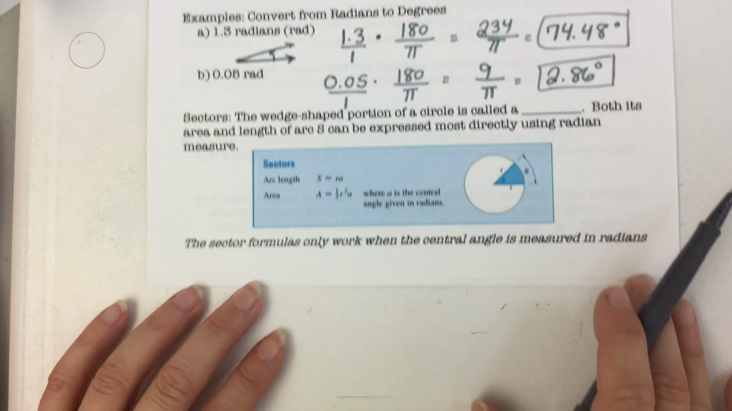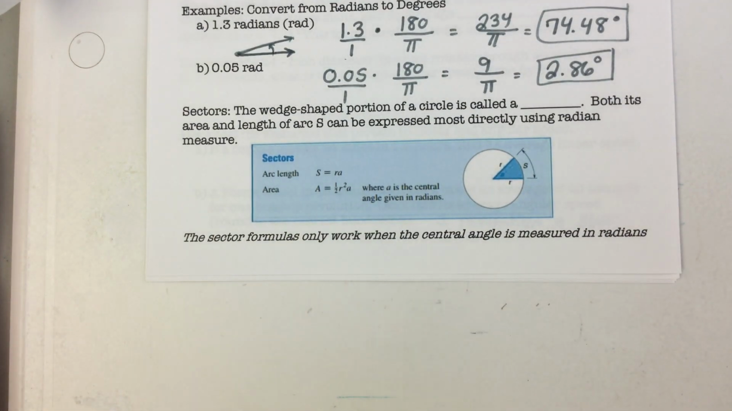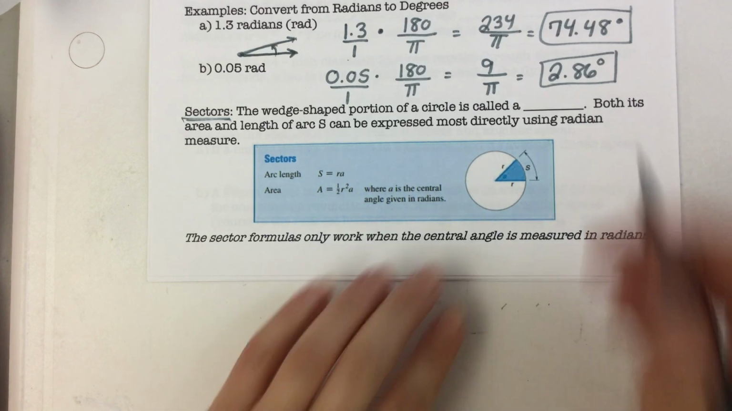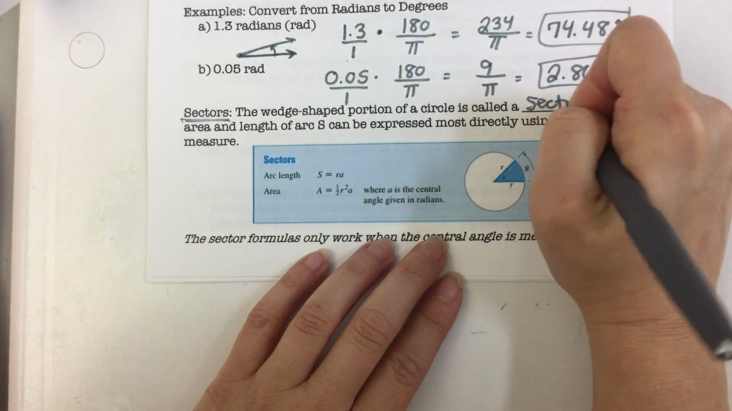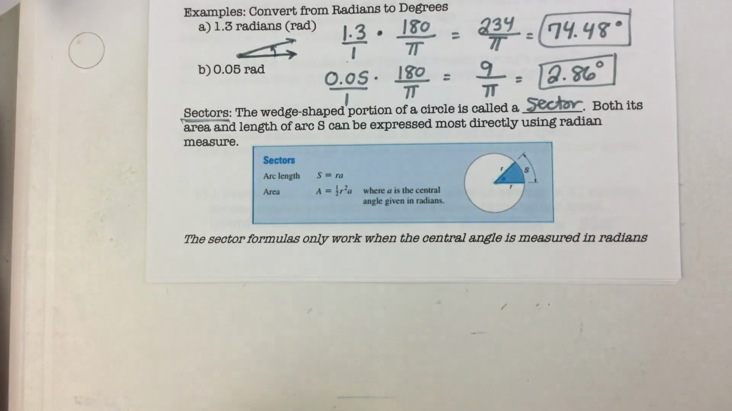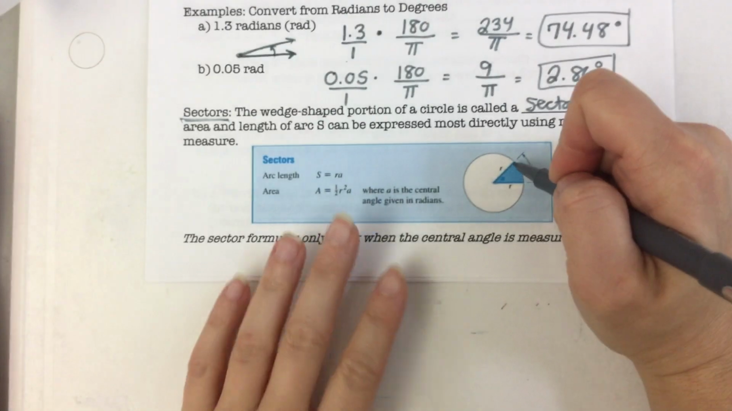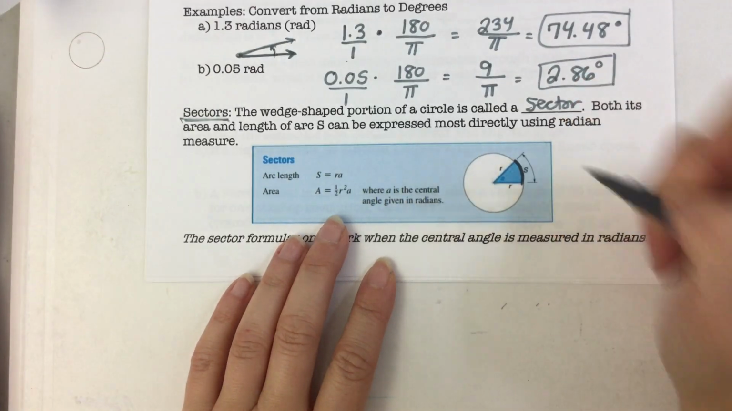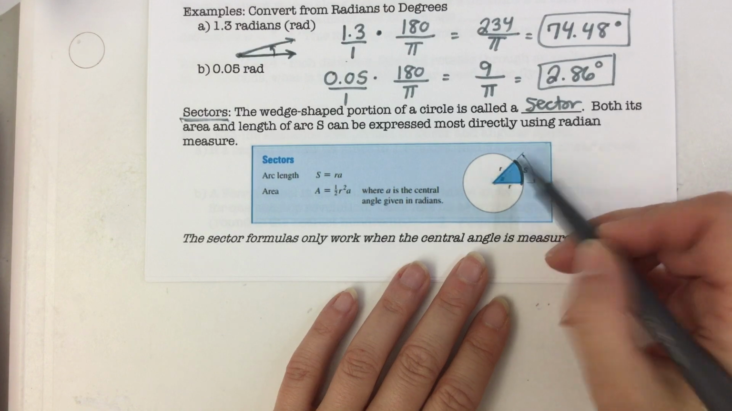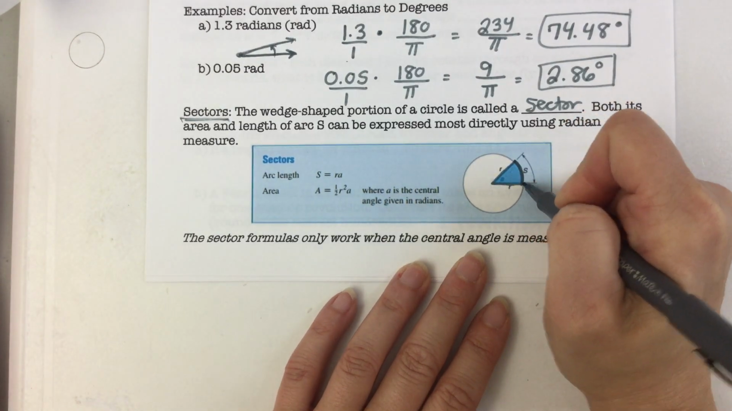Okay, now if you like pizza, this part of the assignment or part of the section is for you. We're talking about sectors. Now a sector is a wedge-shaped portion of a circle. It is called a sector. Think of it as pizza, okay? Like it is one piece of pizza. Both its area and its length of the arc, okay? The arc, remember, that's just the outside edge. So for our pizza, that's the crust, okay? The whole thing, the area, that is the entire piece of pizza, okay?